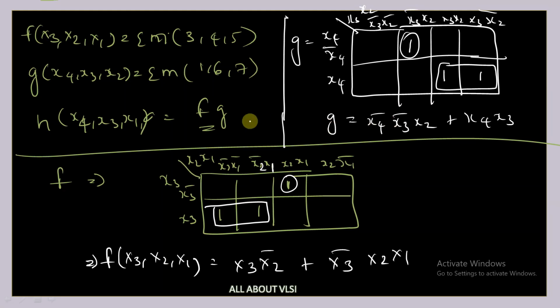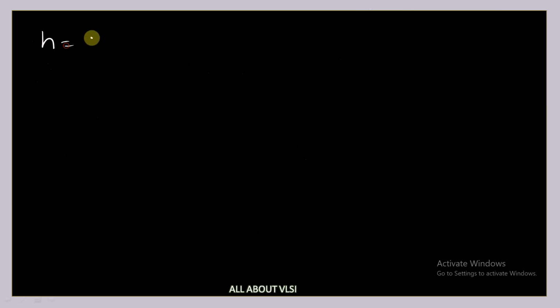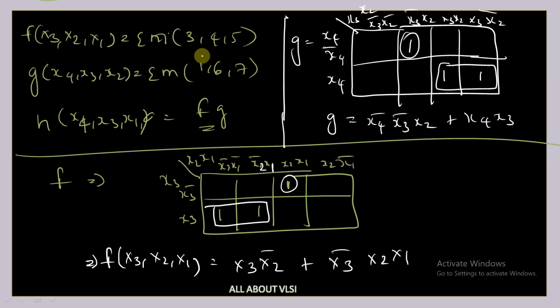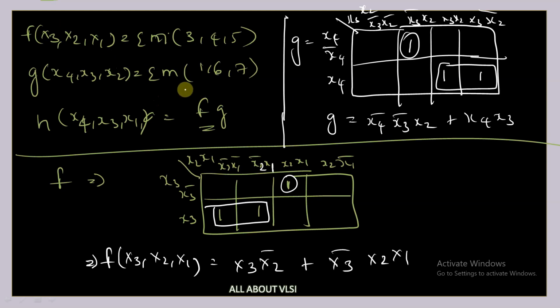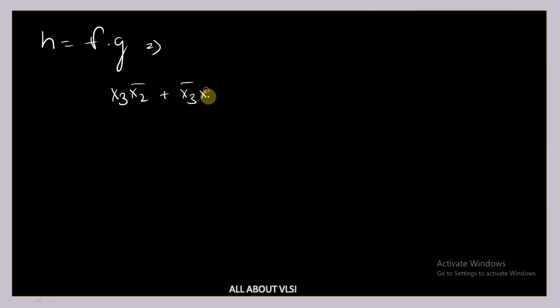Now for getting the equation of h, I need to multiply these two equations. So h is equal to f dot g, which is nothing but (x3 x2 bar plus x3 bar x2 x1) into (x4 bar x3 bar x2 plus x4 x3). Now I need to multiply these two equations.